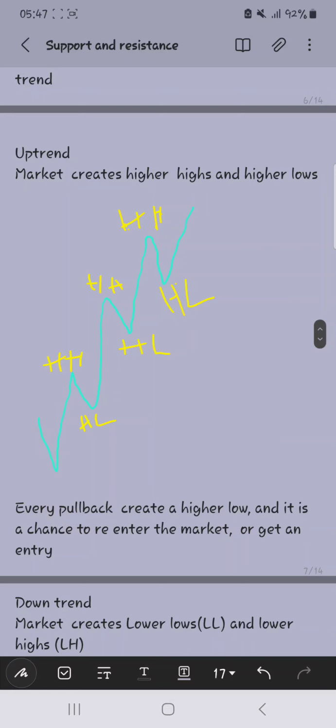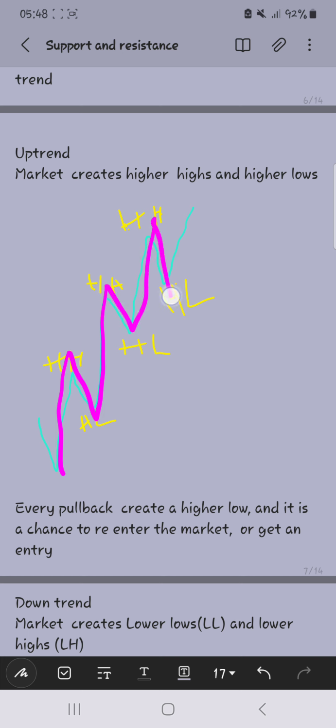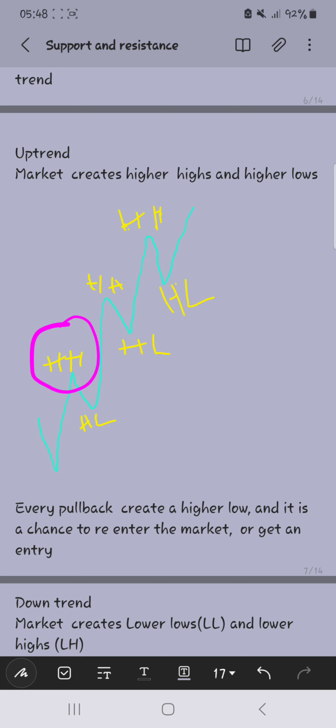So how do you determine the trend, right? So in an uptrend, the market is always creating a series of higher highs, higher low, higher high, higher low, higher high, higher low, right? And the cycle continues like that. So just remember that it's higher high because this high is higher than this high. Sorry.